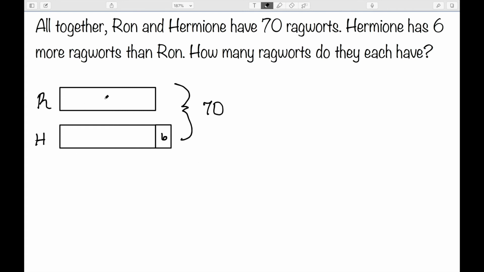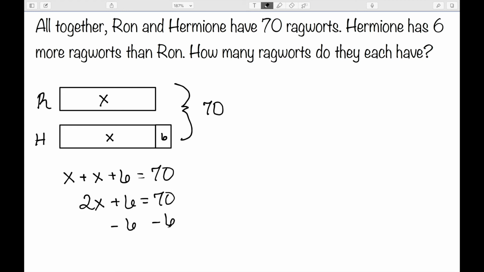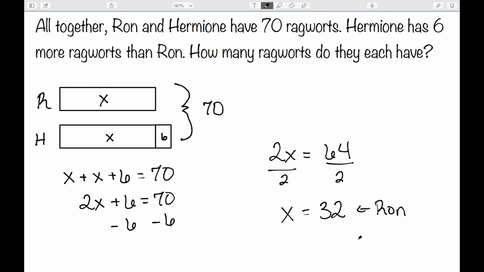To do this with equations, we start with the same strip diagram. I'm going to let this be x. We know that we have an x for Ron, an x for Hermione, plus an extra 6 for Hermione, and that needs to be equal to 70. In other words, 2x plus 6 equal to 70. We can subtract 6 from both sides. That would give us 2x equal to 64. Dividing by 2 would give me x is equal to 32. So we could say that Ron had 32, and Hermione, since she had 6 more, would have 38.